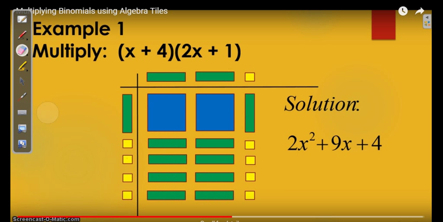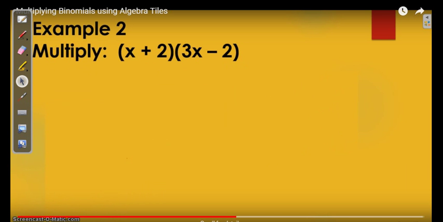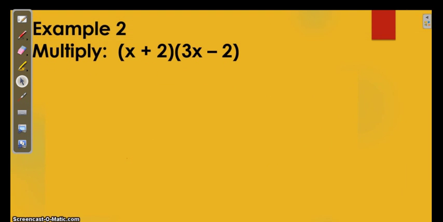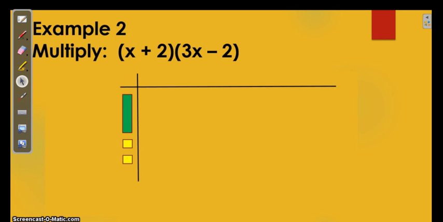Let's try a second example, only this time we'll include a negative number. Once again, we'll draw our T chart. On the left-hand side, we draw x plus 2. And across the top, we want to draw 3x minus 2. 3x, 1, 2, 3x bars. Now careful, with the negative, remember we want to draw the red bars.